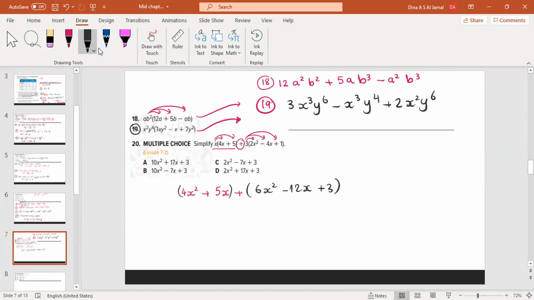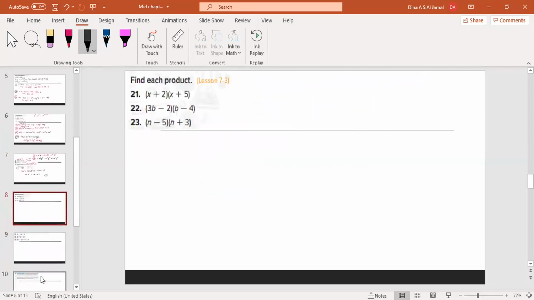Now, gather the like terms. You will be having 10x squared minus 7x plus 3. And this will be your B. And pay attention when you choose. Good. Now let's go to the other question.